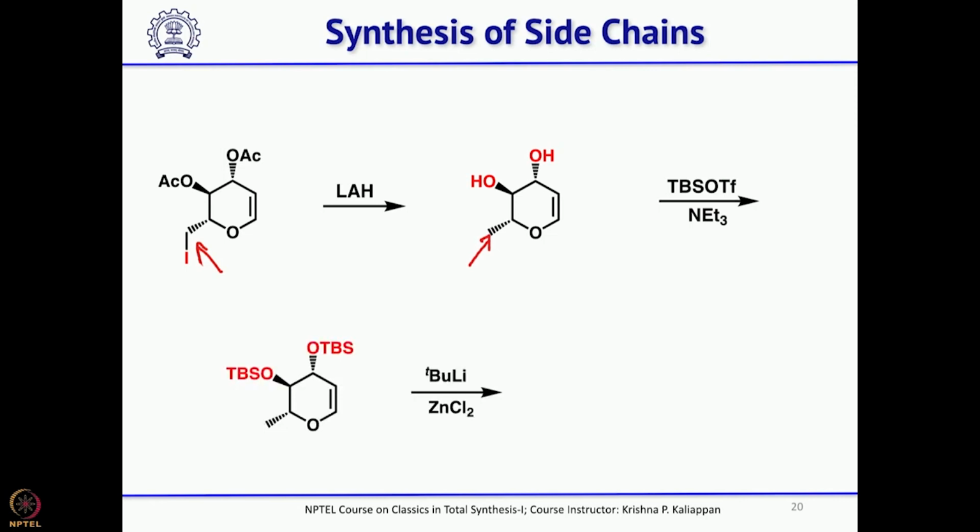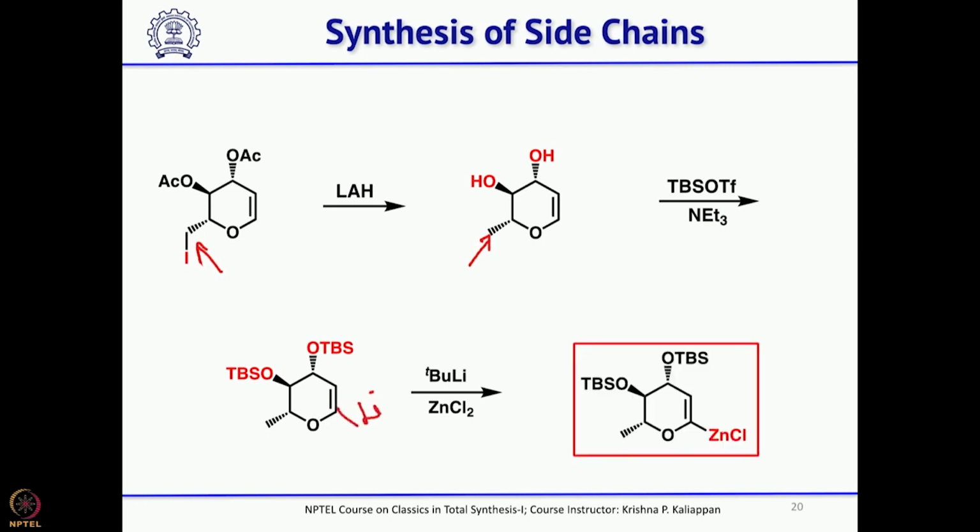Then treatment with tertiary butyl lithium, one can generate an anion here, and that was exchanged with zinc for the Negishi type coupling.